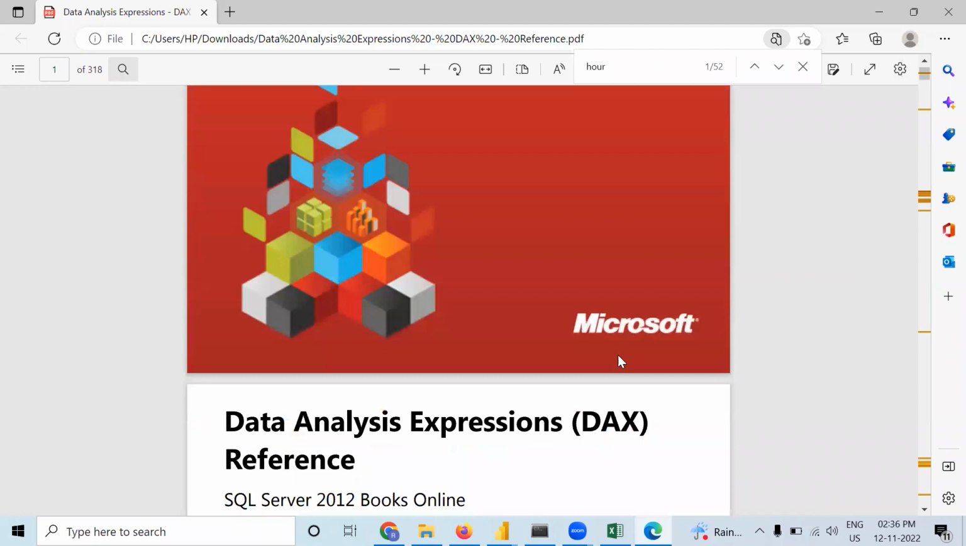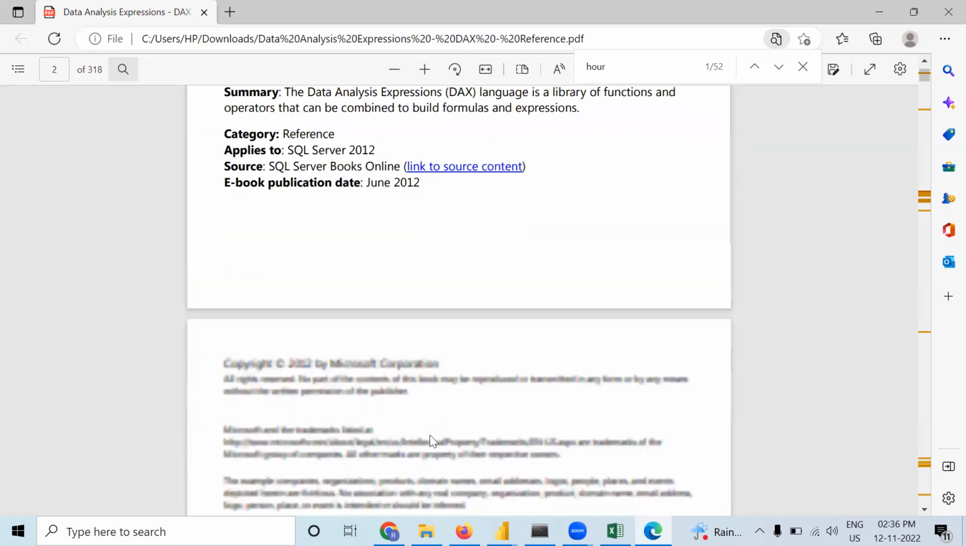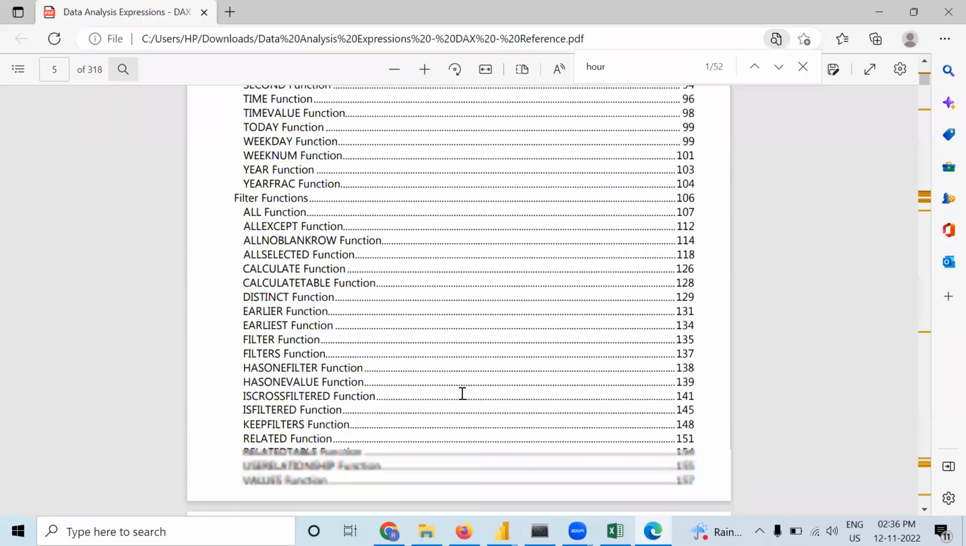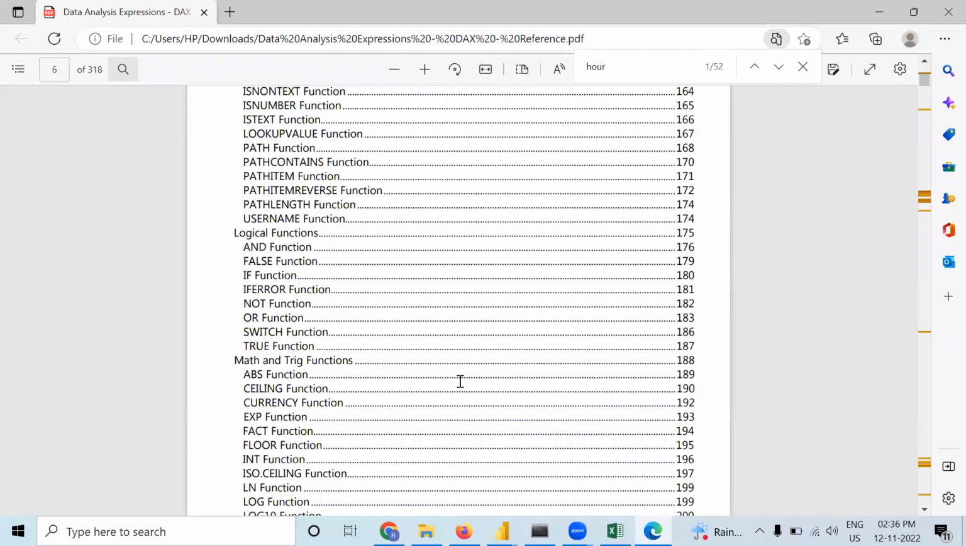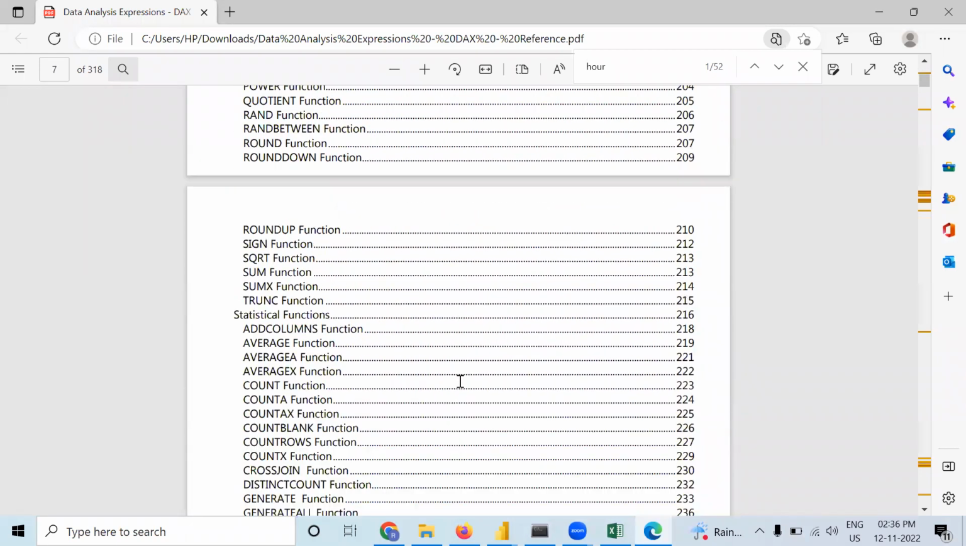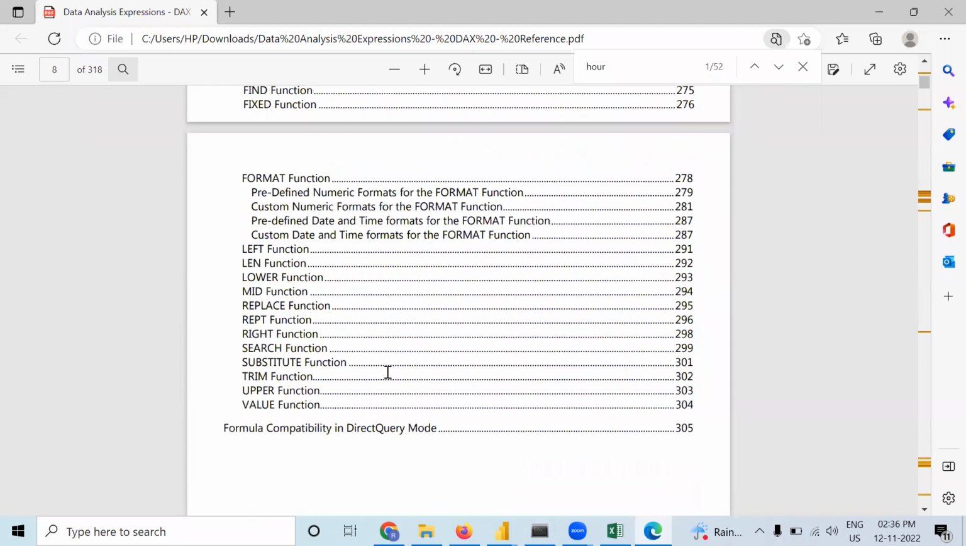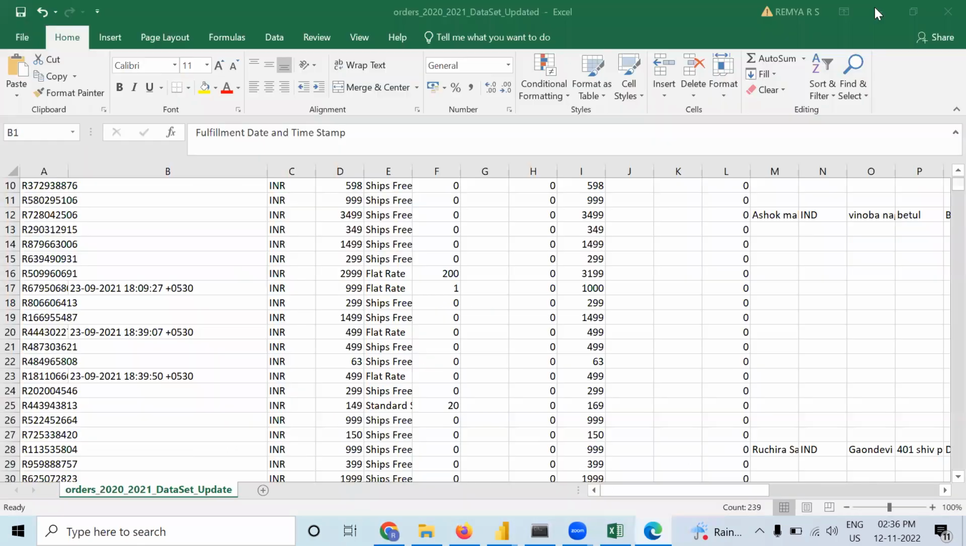Right. So go through this particular PDF, whatever DAX functions are there. There are many DAX functions. It's somewhat difficult to learn everything, so keep this PDF with yourself whenever you are doing something. It will help you a lot. Okay, is it clear, everyone? Yes, ma'am.